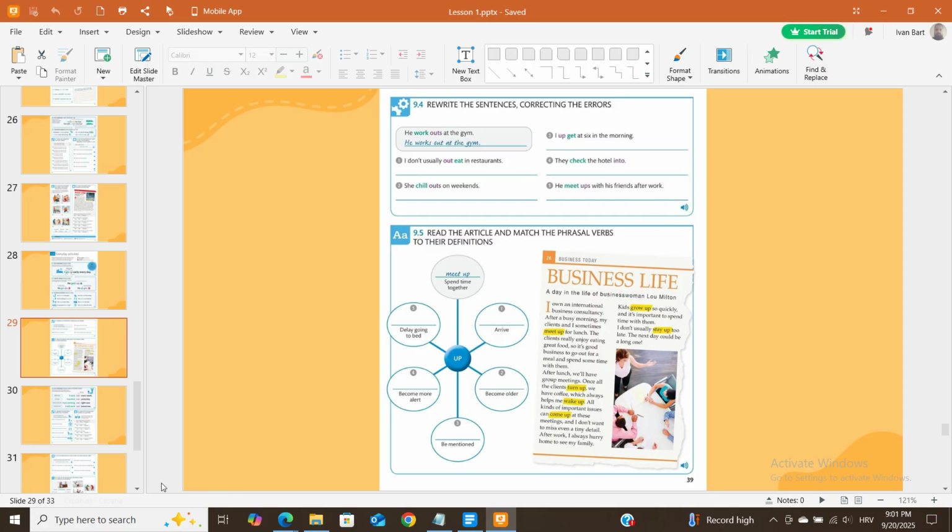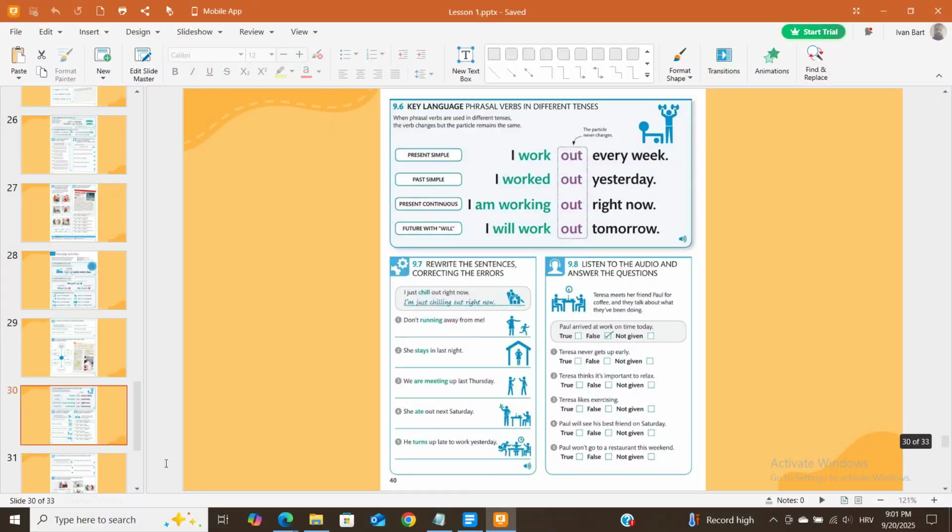9.6 Key language: phrasal verbs in different tenses. When phrasal verbs are used in different tenses, the verb changes but the particle remains the same. The particle never changes. Present simple: I work out every week. Past simple: I worked out yesterday. Present continuous: I am working out right now. Future with will: I will work out tomorrow.